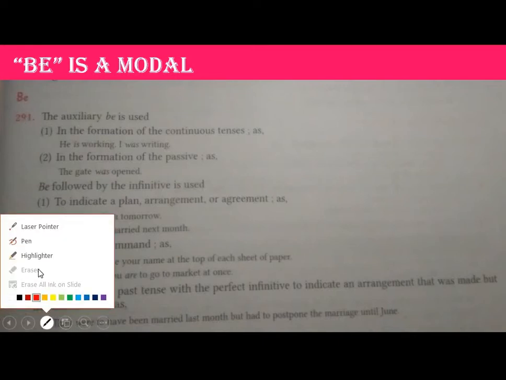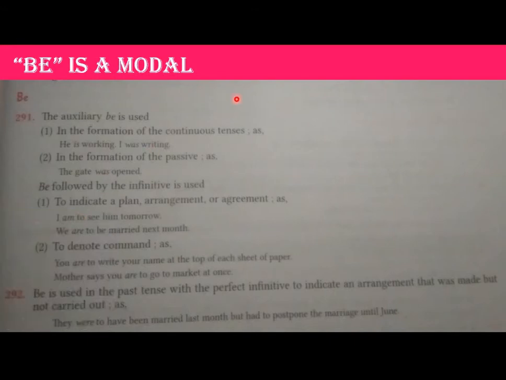Now, be followed by the infinitive is used to indicate a plan, arrangement, or agreement, as in: I am to see him tomorrow, or we are to be married next month. So, wherever you see something like to be, to see, it's a kind of infinitive. So here am and are indicate a plan, arrangement, or agreement.